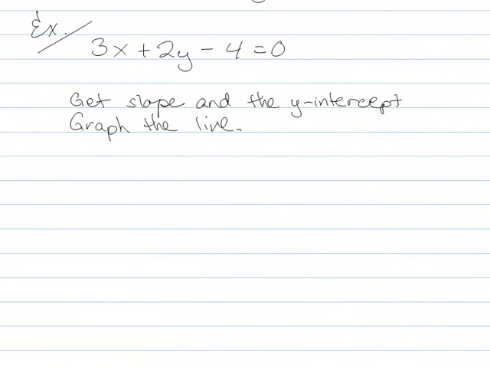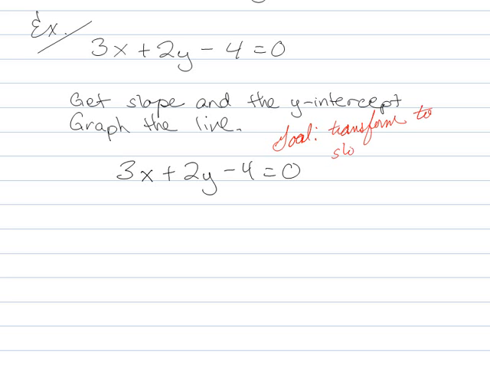So what we're going to do is take this and put it into slope-intercept form. So that's going to be our goal. Transform to slope-intercept form. All right. So I want to get the y by itself. All right, so we'll start. And let's go ahead and add 4 to both sides.